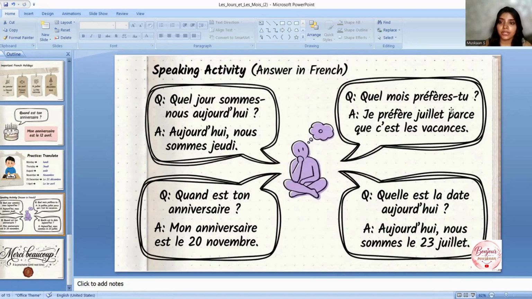Second is, "quel mois préfères-tu?" "Je préfère juillet parce que c'est les vacances." And which month do you prefer? So this is also your question. You can answer in your own way in the comment section, which month you prefer and why. So "je préfère juillet," I prefer July because it's vacations. "Parce que c'est les vacances." It's just the example. You can frame your own answer.